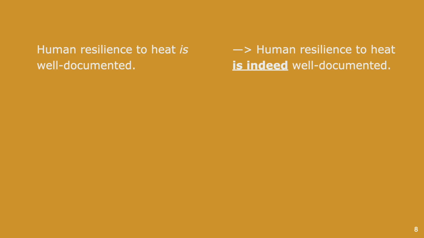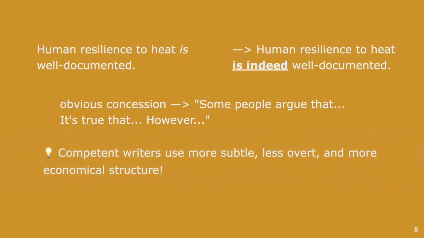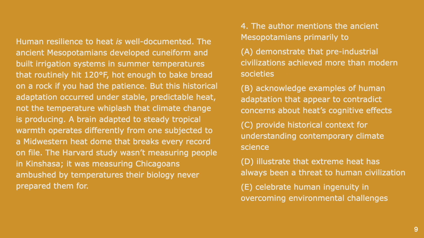The key is recognizing that the author is making a concession in the first and second sentences. Concession often looks obvious: "some people argue that," "it's true that," "however." But competent writers use more subtle, less overt, and more economical structure. The AP Lang exam tests whether you can discern this kind of subtle concession. Right, let's move on to question number 4. See if you can nail this one on your own. Pause the video if you need to.